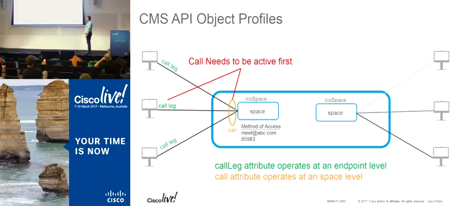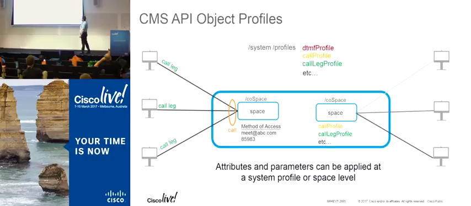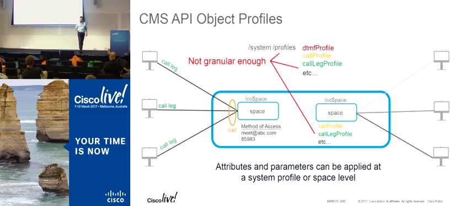So how do we address that? The only way we address that is through profiles. Now we can apply profiles at a system level, at a top level, and we can also apply them at a space level. The problem there again is it may not be granular enough for what we want to achieve. If we apply a call leg profile for the space, then everyone within that space is going to have that call leg profile applied to them. So how do we get granular down to each individual endpoint?